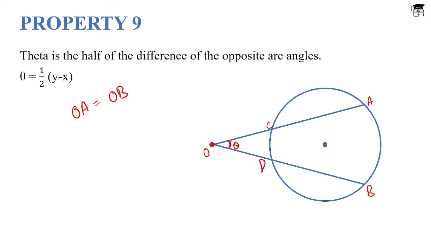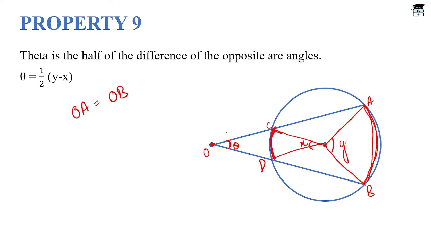Now, theta has two arcs in front of it. That is a minor arc, this one, CD, and a major arc, AB. Now, if I draw two angles, one from C, this angle, and one from A, this angle, let this angle be X, the smaller one, and this angle be Y, the bigger one, right?